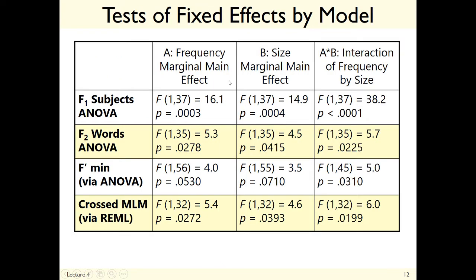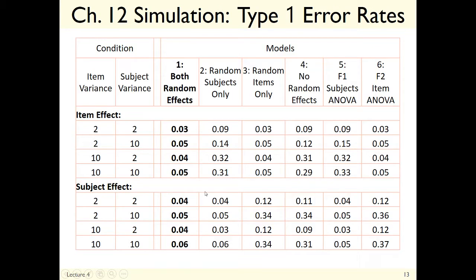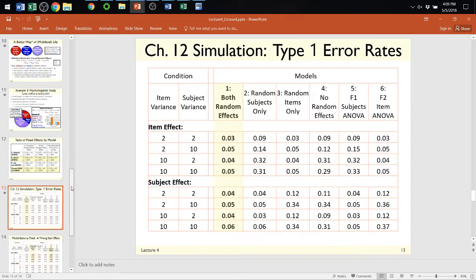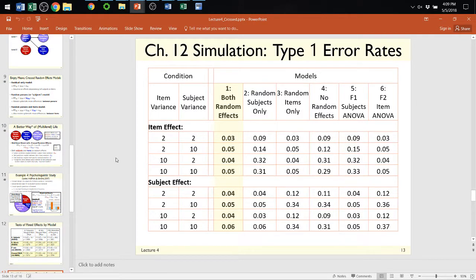And actually, we compared our results from this crossed model to an F1 subjects or an F2 words ANOVA or to this Fmin prime, and unsurprisingly, it came out most similar to the F2 ANOVA, because the F2 ANOVA is the only one that treats words as a random factor, as is needed to make sure that the word effects are tested correctly. And Chapter 12 in the book has a simulation that shows what happens. Basically, if you leave out one of the dimensions, predictors that should have captured that item variance are tested inaccurately.